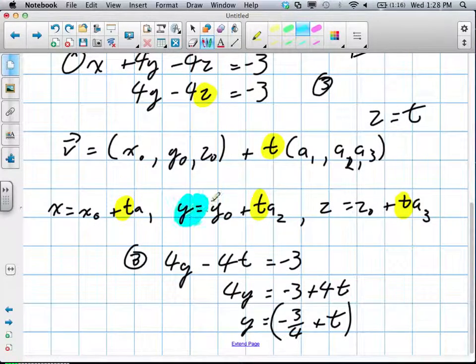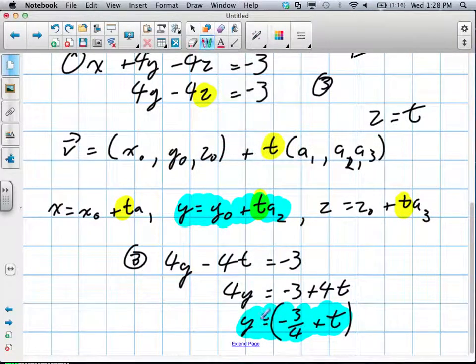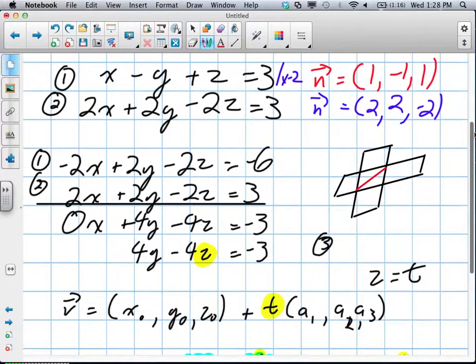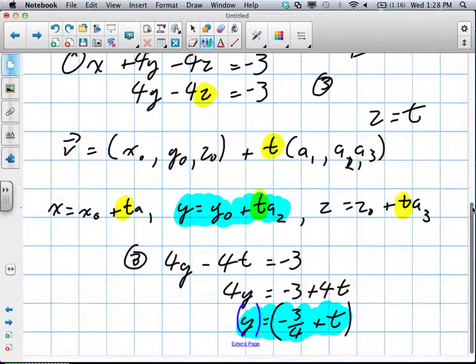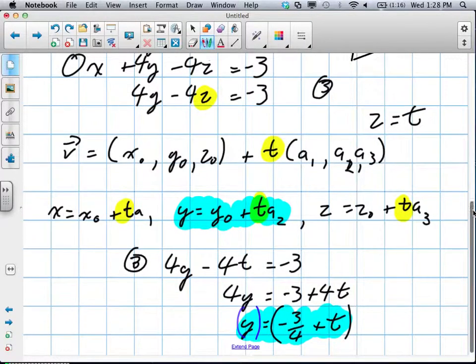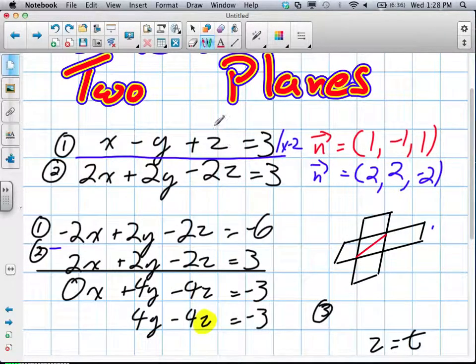Remember, y was equal to some number. With that, here we have y is equal to some number and our parameter. We've already solved part of it. We're then going to use some substitution here. We're going to substitute this y value back into our equation 1 along with our z value.